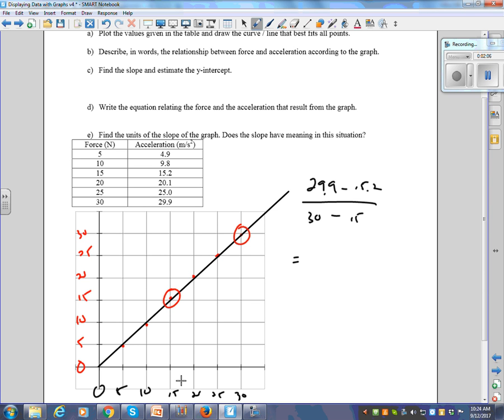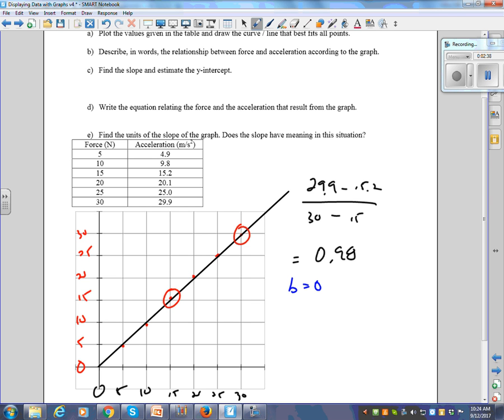Let me actually do the math, I guess. I get 0.98. But if you had somewhere in that range, you'd be fine. I don't need the exact same answer as you, right? Because it's a bit of an estimate. And you're going to estimate the y-intercept. Well, what if the force is 0? What's the acceleration going to be? If you don't push, 0, right? So the y-intercept we're going to say is 0.